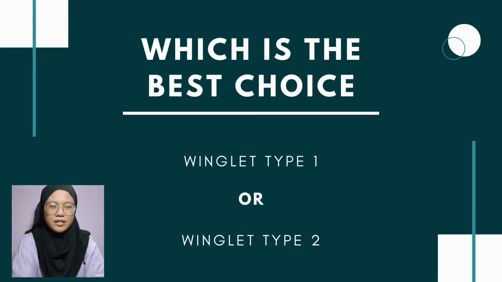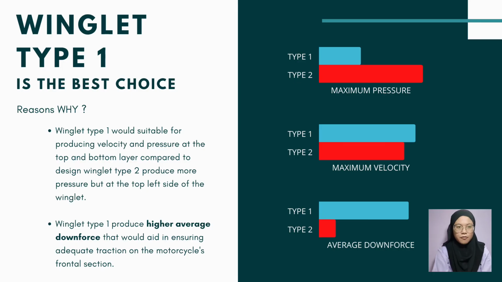Okay, now the question is, which is the best choice between winglet type 1 and winglet type 2? Winglet type 1 is the best choice. Why? Because winglet type 1 was suitable for producing velocity and pressure at the top and bottom layer, compared to winglet type 2 design, which produces more pressure but only at the top left side of the winglet. Next, winglet type 1 produces a higher average downforce that will aid in ensuring adequate traction on the motorcycle's frontal section.